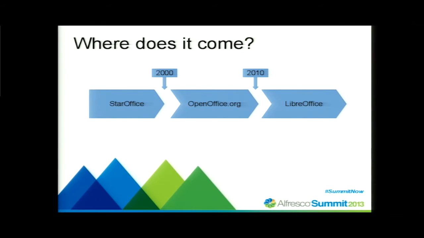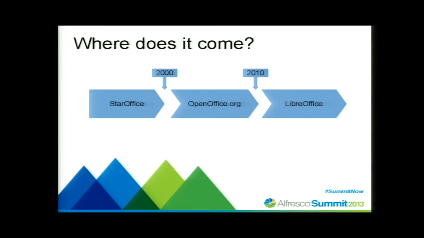So where does it come from? Actually, the story begins in 1985, so it's pretty far away from here. It started with Star Writer, which was the really first thing. It was developed into a complete Office suite later that is called StarOffice, which was proprietary until 2000. At that time, Sun Microsystems acquired the Star Division that was producing StarOffice, and they released the source code in 2000. At that time, we had OpenOffice.